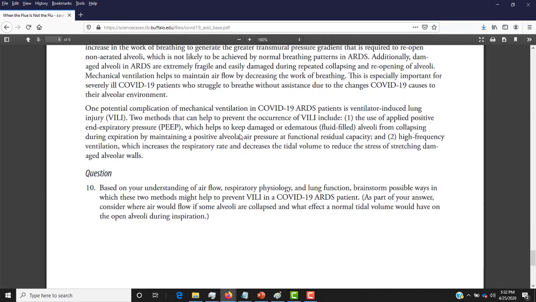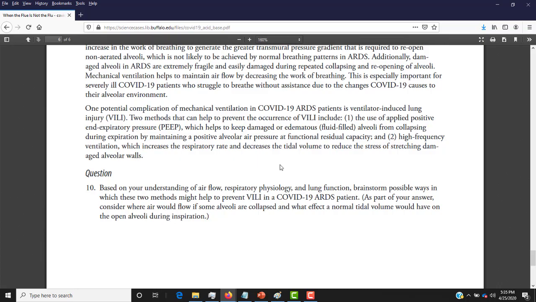And for the last question, number 10, it gives you some background first on two different methods. And this information talks about PEEP, positive end expiratory pressure. It also mentions high frequency ventilation. And question number 10 is, how can these two methods prevent VILI, which is ventilator-induced lung injury? So there's any number of possible answers here. As long as you mention something about how if you use PEEP, that will lead to less collapsing of the alveoli, which means they can function more efficiently.